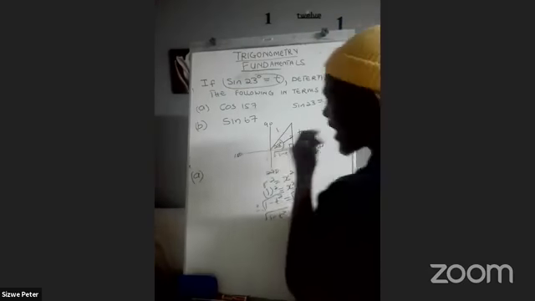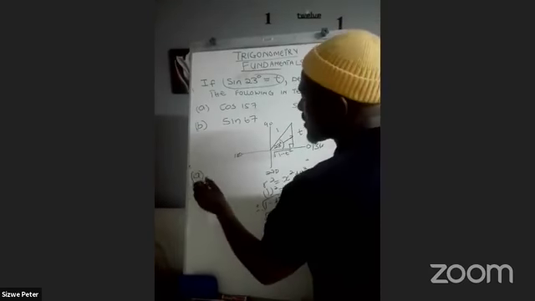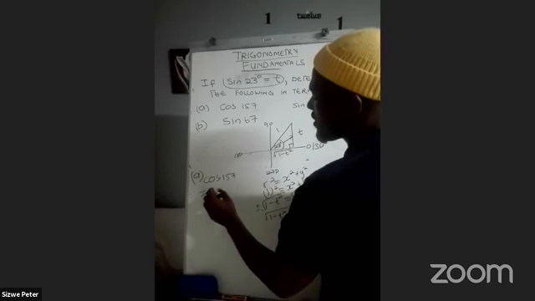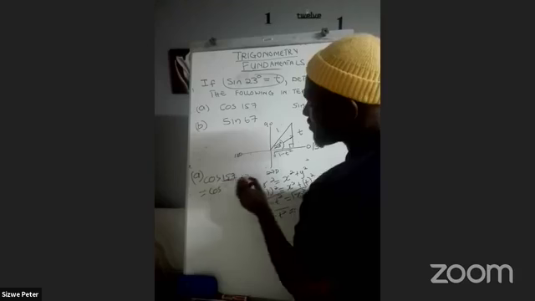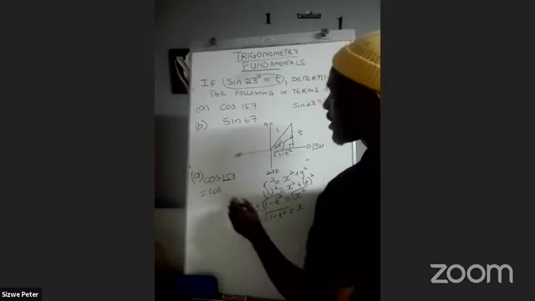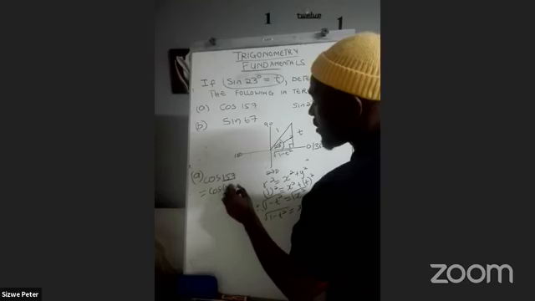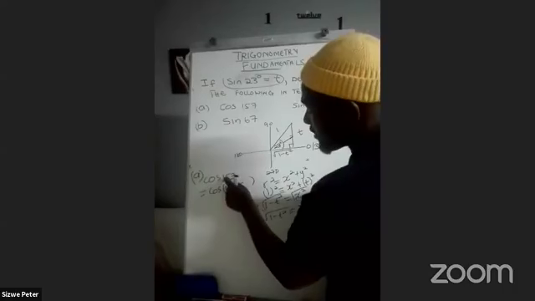Now, A is cos 157. Which quadrant is 157 in? Second quadrant. The reduction formula for the second quadrant is 180 minus. 180 minus 157 must give me 23.